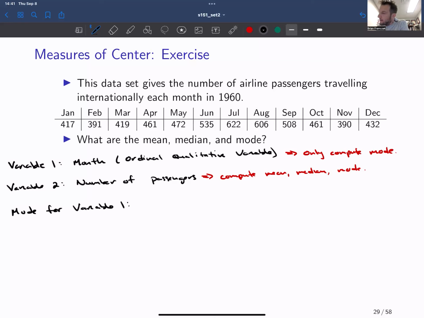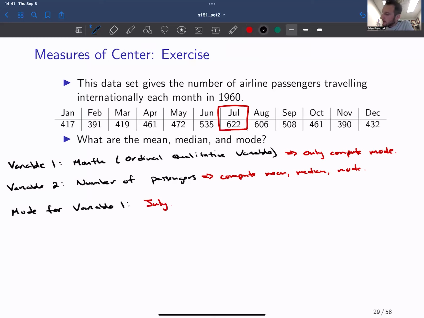So if we parse through the data, we can see that the largest number is 622. So the month with the highest number of passengers traveling internationally is July. So therefore, the modal month is July.